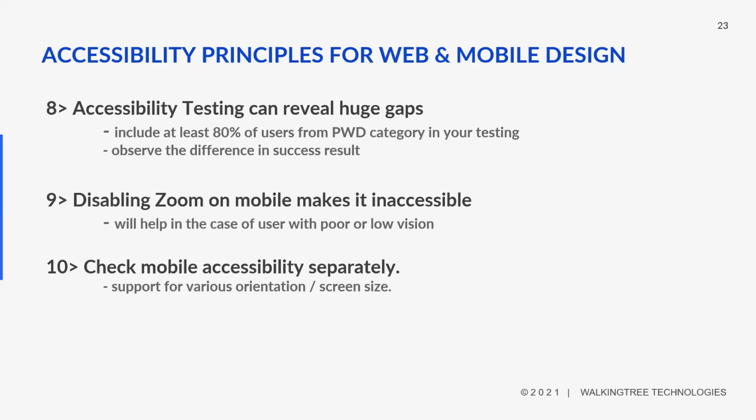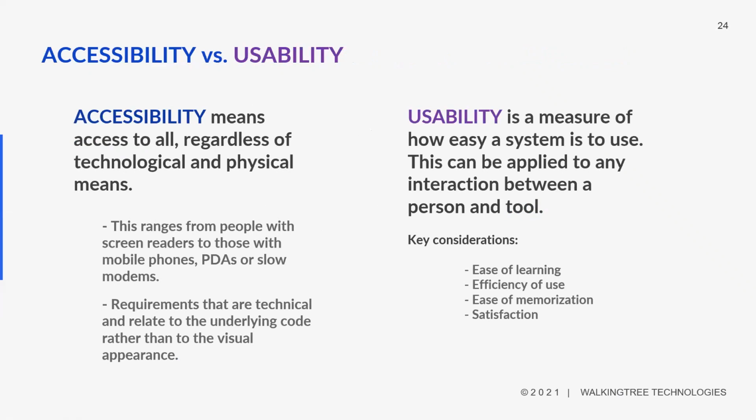So these are some of the good practices we can think of when it comes to including accessibility principles for web design. Now there can be some confusion. I'm often referring to it as accessibility, and there are usability concerns as well. One common question that I often get is, how is accessibility different from usability?